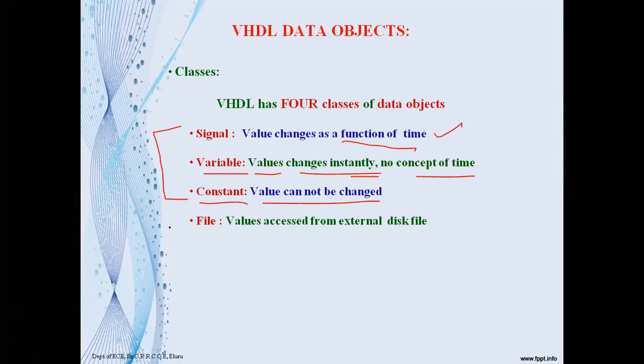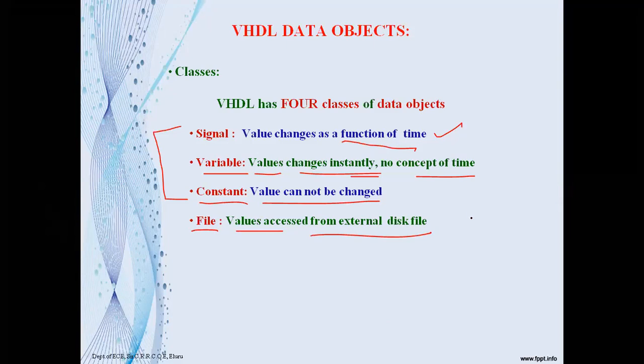And the file here is a special class of object. It is a special class of data object. It is also used for values accessed from the external disk. Suppose your files are in your hard disk. VHDL is a software tool. So the VHDL environment is different from the actual computer environment, because it is a separate tool which you are using for modeling digital systems.